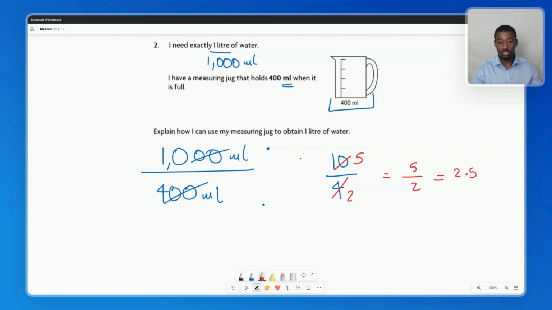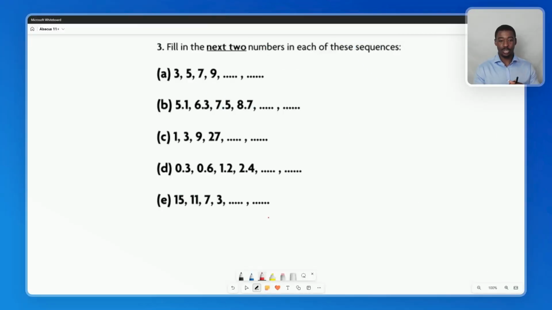So how can we use this measuring jug to obtain 1 liter of water? Well, we're simply going to fill it up 2.5 times. And your answer should look something like this. If you fill up the jug 2.5 times, we will reach our 1,000 milliliter, our 1 liter goal of water.